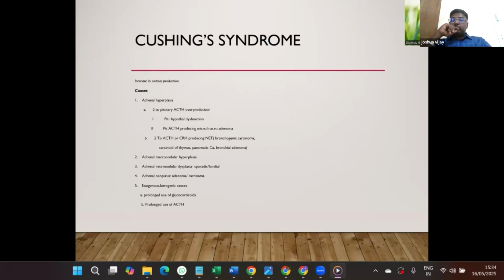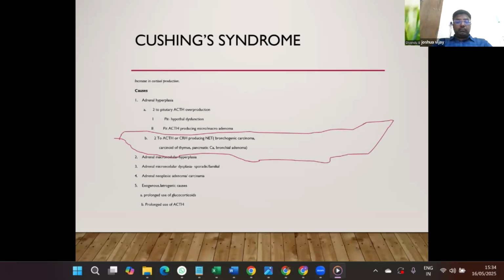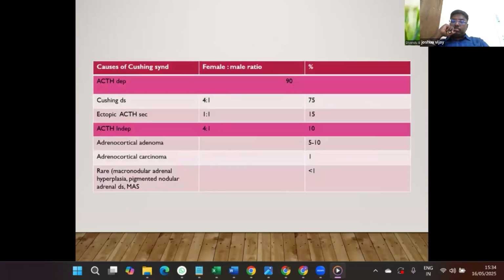Cushing syndrome is caused primarily by adrenal hyperplasia secondary to ACTH overproduction, or by adrenal macronodular hyperplasia, micronodular dysplasia, adrenal neoplasias, or exogenous, that is iatrogenic causes. The most common causes are secondary to ACTH or CRH produced by other carcinomas like bronchogenic carcinoma, carcinoid of thymus, pancreatic carcinoma, or bronchial adenoma.